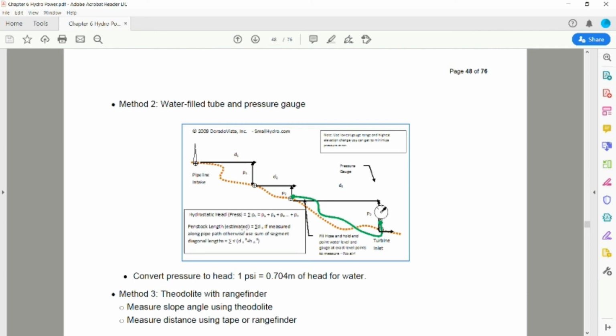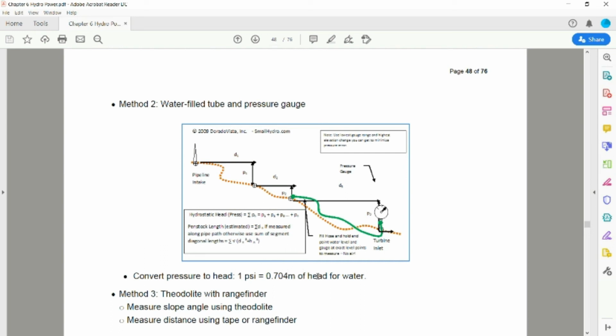For penstock length estimation, it is the same concept as the first one: distance 1, head number 1, distance 2, head number 2, distance 3, head number 3. And then you convert the pressure reading to head: 1 psi equals 0.704 meter of water.